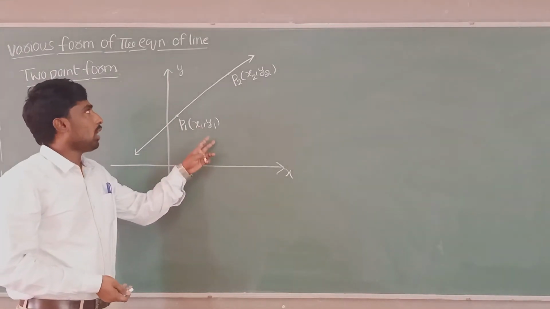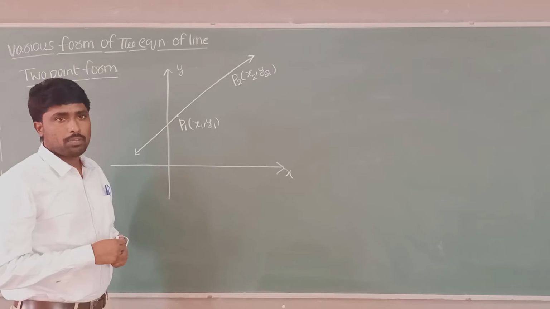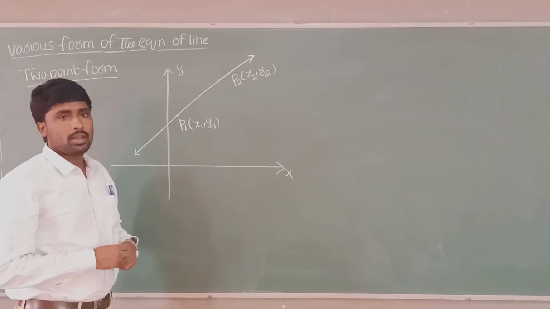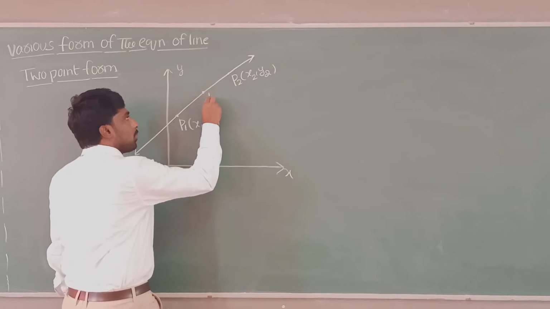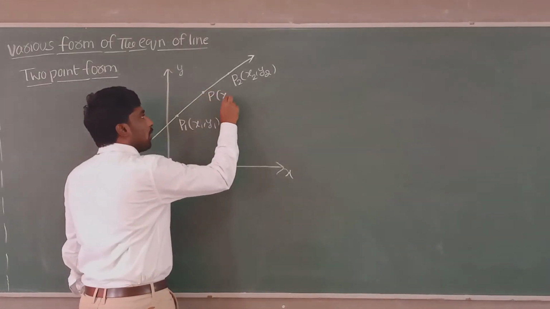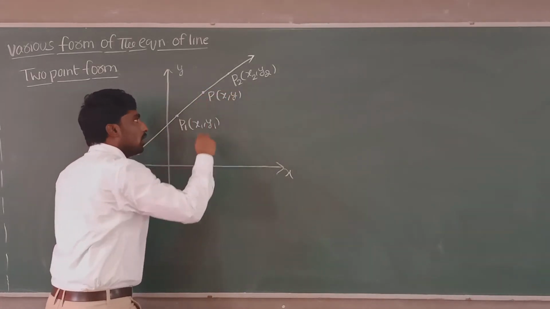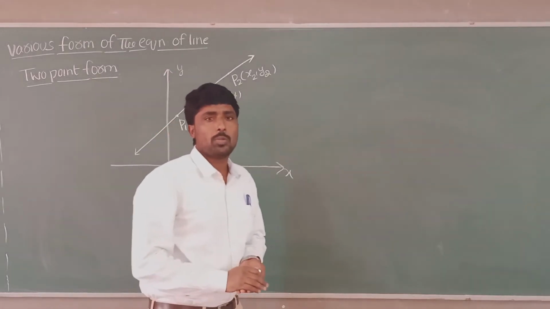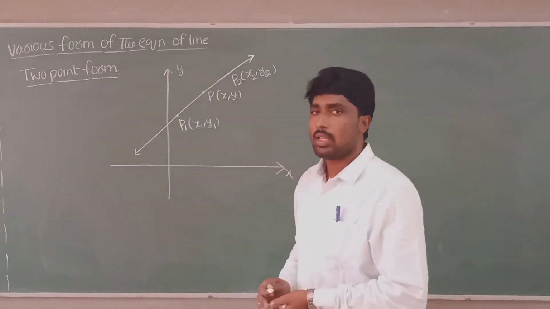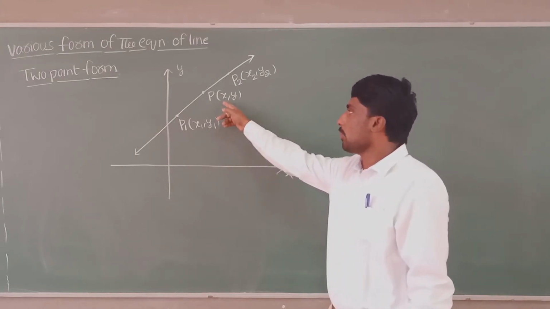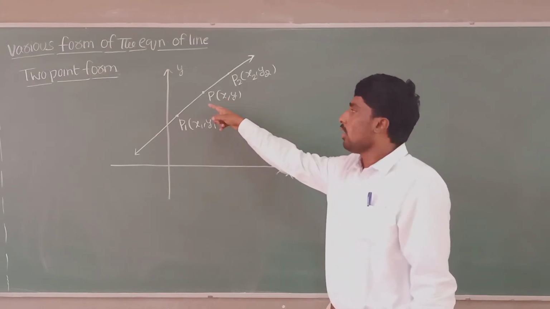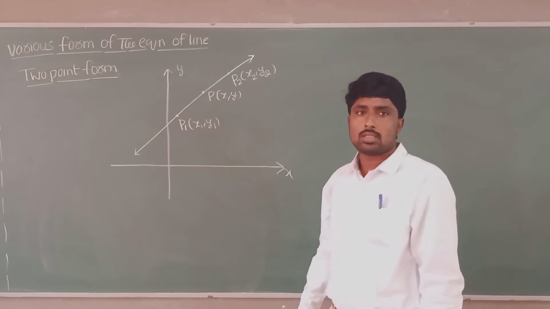To form the two-point form of the equation of a line, we have to take a general point on the line. So let me take the general point. This is the point P, x comma y. Why am I taking this? A straight line means a collection of so many points, so the symbolic representation of all the points. That's why I am taking the general point P, x comma y, which lies on the line. Is it clear, everyone?